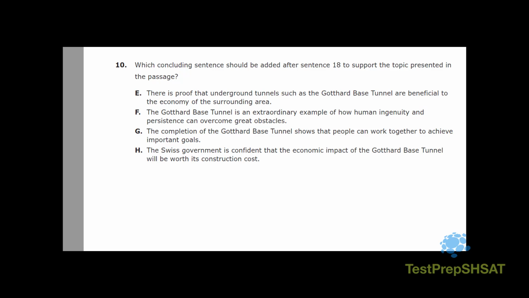Number 10. Which concluding sentence should be added after sentence 18 to support the topic presented in the passage? Okay, we only had 2 sentences in that final paragraph, so I suspected we might be adding one right from the get-go. This is another classic revising editing part B question. What's the best concluding sentence?